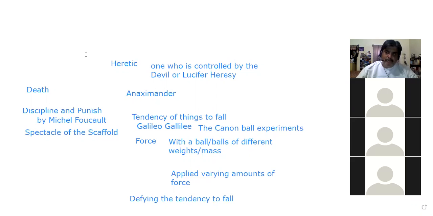Newton picked up these particular experiments that were being conducted by Galileo, and it is through a set of calculations that he came to the conclusion that it is the earth that pulls things down.